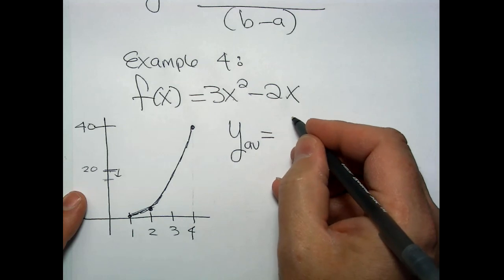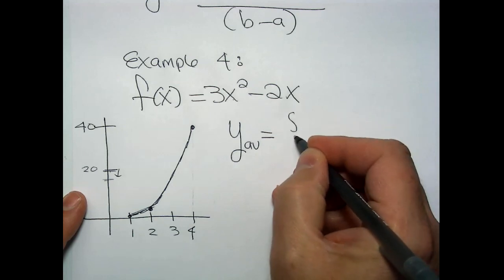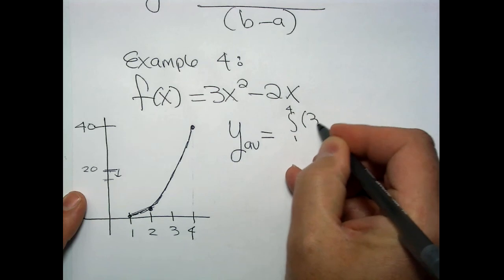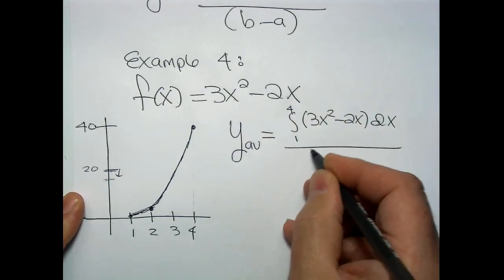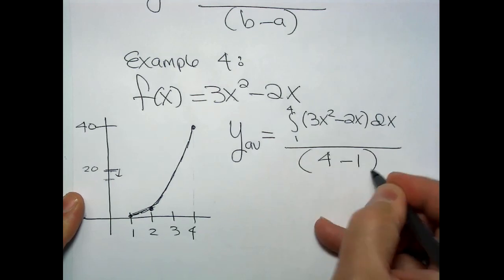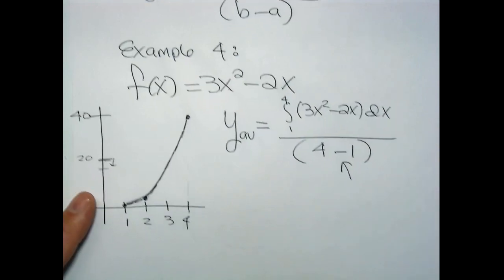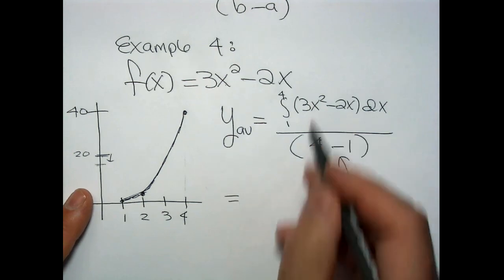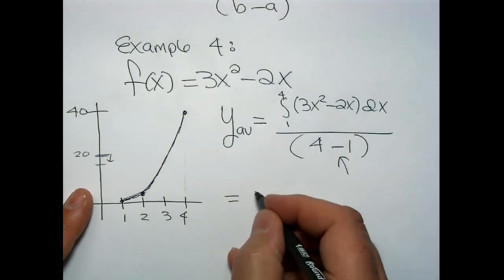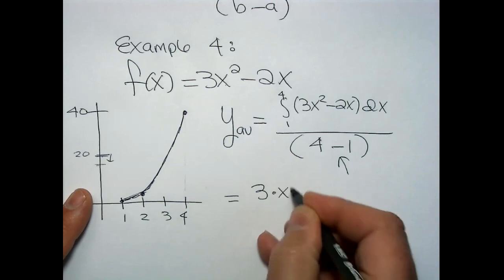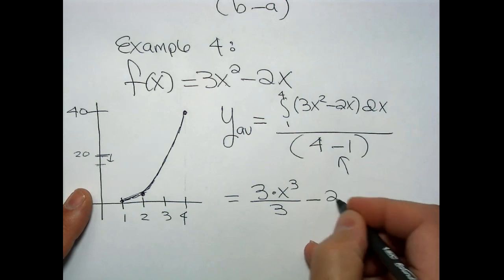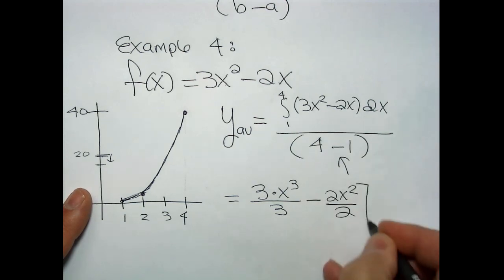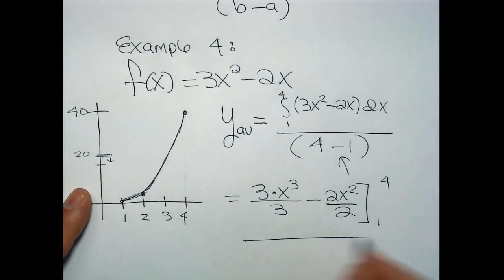Now the average y value should be the area beneath the curve from 1 to 4, and here's the area represented as a definite integral, divided by the interval width, which is 4 minus 1. Don't forget to put this down here if you're doing an average y value. Let's do our antiderivative up there. That's 3x cubed over 3 minus 2x squared over 2, and that's supposed to be run from 1 to 4. And when you're done, divide that whole result by 3.